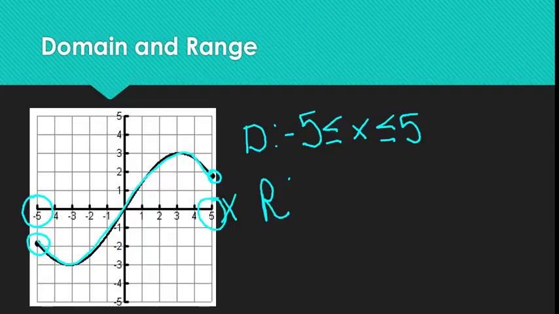The range, we're going to do it exactly the same, except we're talking about y values. And the range is included because the line actually touches the highest and the lowest point on the graph. So the lowest point for the range, remember we're looking at the y-axis, is -3. And the highest value for the range is +3.